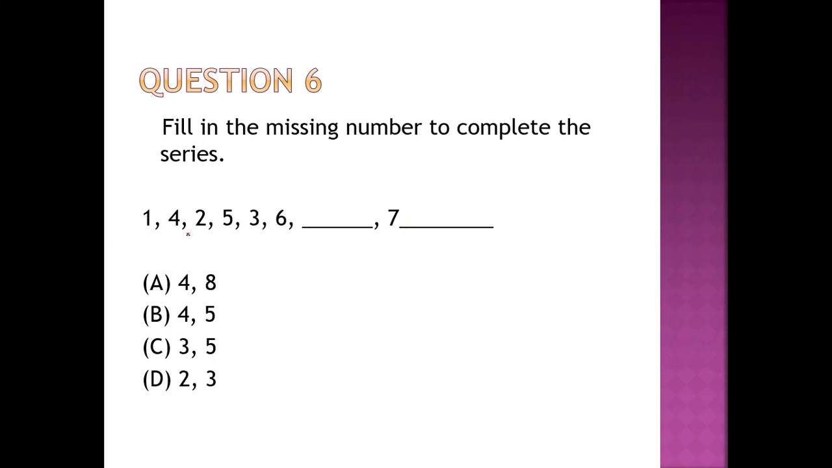So we have 1 4 2 5 3 6. All right, so every other number, this one is fairly easy, because every other number we're going up by 1, right? So we have 1 2 3. So what should come next?